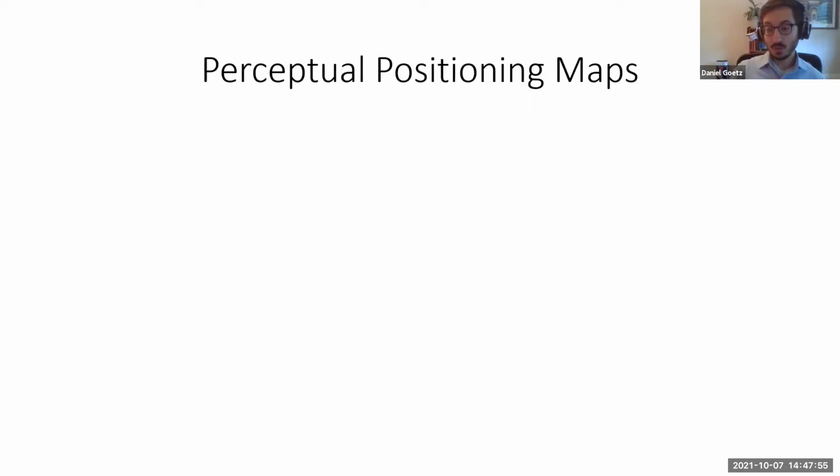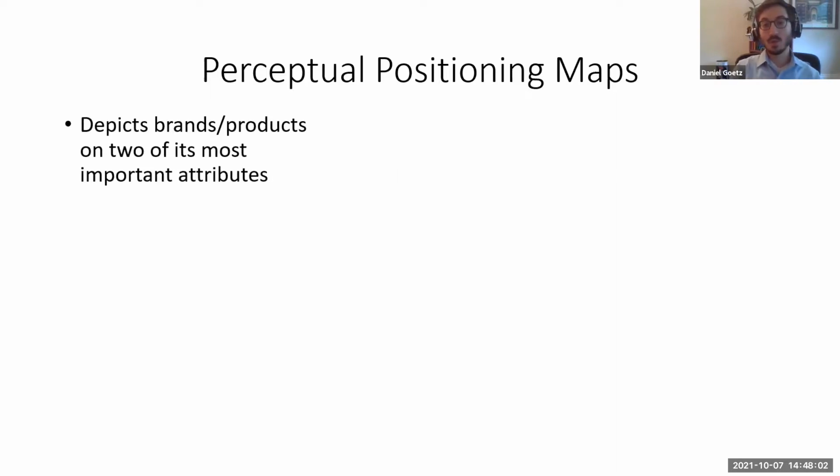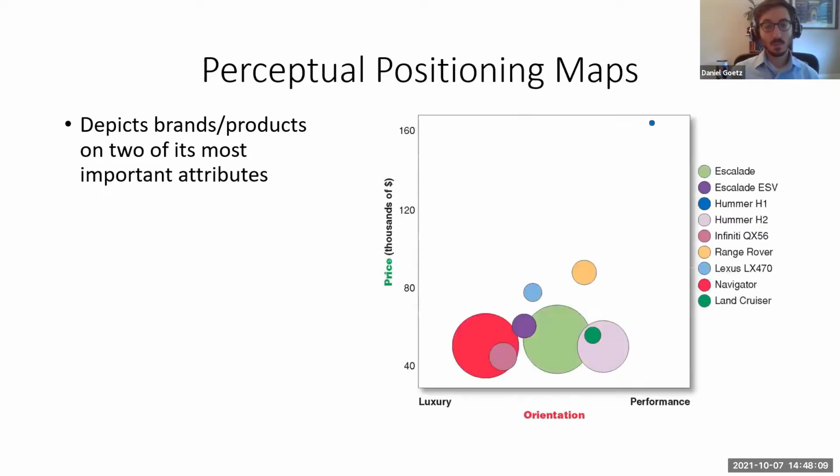So one other tool to kind of summarize the positioning analysis is what's called a perceptual positioning map. So what we do here is we depict brands or products on two of their most important attributes. This is kind of like the next level beyond point of parity, point of difference analysis. So what we do here, we have an example of luxury SUVs. Each of these different colors is a different luxury SUV. And you can see they've been plotted on a graph.